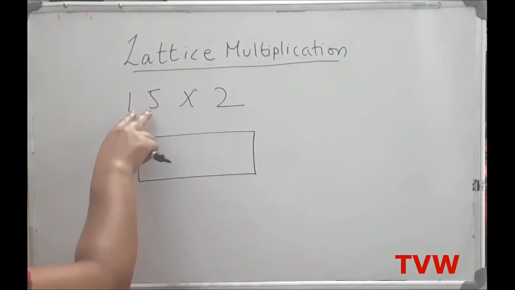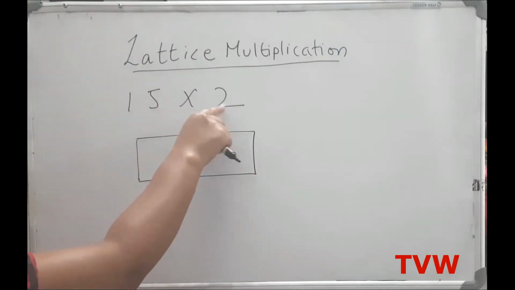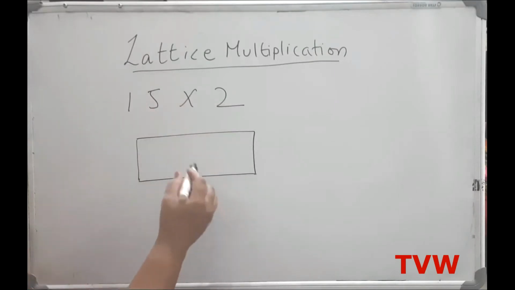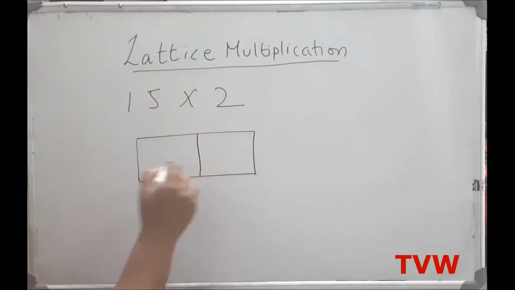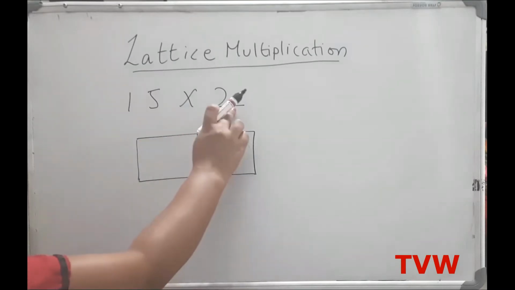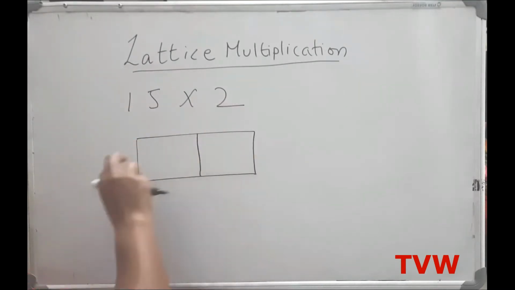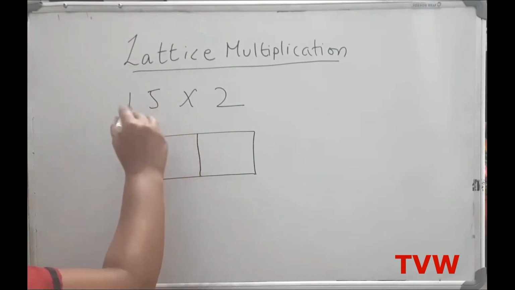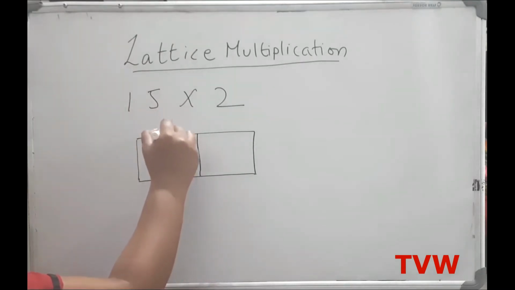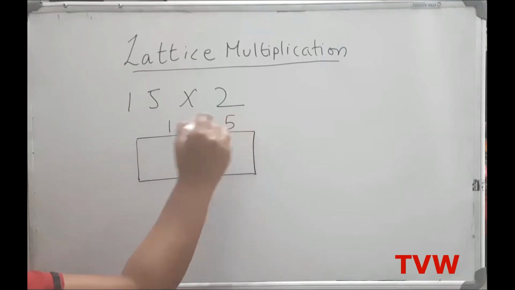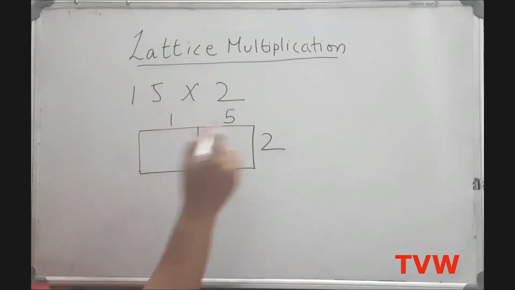So you're multiplying a two-digit number with a single-digit number, right? So the two-digit number means you need two columns. And a single-digit number means you need only one row. There is already one row, so you will leave it like that. So now I'm going to write this 15 as 1, 5, and I'm going to write the 2 here.